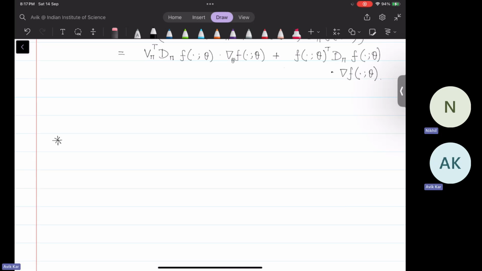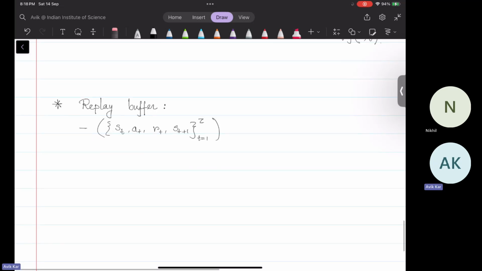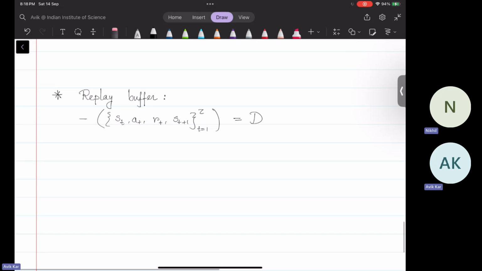So another way is called the replay buffer. In DQN that is used mostly, in the DQN literature. So you keep on collecting samples ST, AT, RT, ST plus one, for t equals 1 to some capital T. You keep on collecting these samples, and you can think of this as your data, your mini batch.